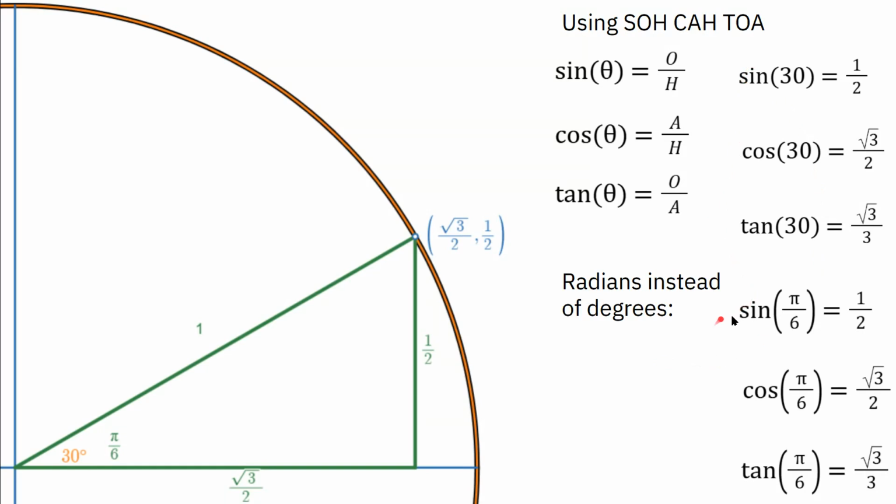And then if I did the sine of pi over 6, if I'm working in radians instead of degrees, right, this is technically 30 degrees. If I do sine of pi over 6, it's 1/2. Cosine of pi over 6 is root 3 over 2, and tangent of pi over 6 is root 3 over 3.